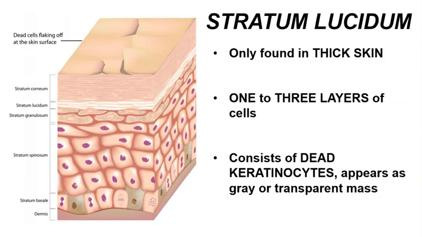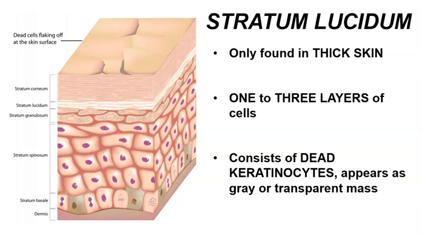The stratum lucidum is found only in thick skin, so that is skin on the palms of the hand or on the soles of the feet. It is typically between 1 and 3 cell layers thick and consists of dead keratinocytes. This layer is just underneath the stratum corneum and just above or superficial to the stratum granulosum.